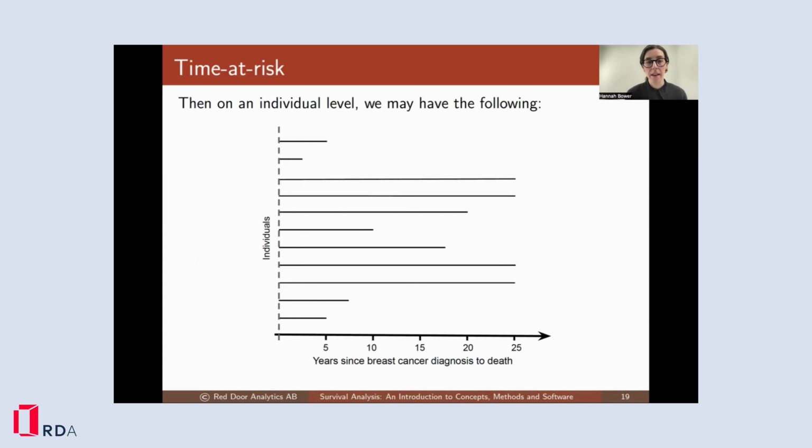We can also say that the individual was followed for 5 years in this study. The second individual we follow for a little bit less time. They are followed from their diagnosis of breast cancer again until around 3 years. So the time at risk for this individual was 3 years in this study. And then for the third and the fourth individual, we can see that the length of those lines are exactly the same. They are both followed for 25 years since their diagnosis of breast cancer. So their time at risk is 25 years.